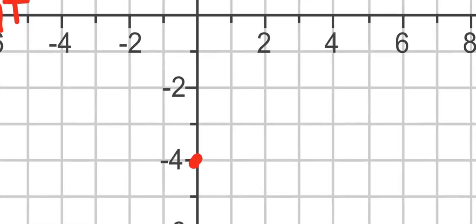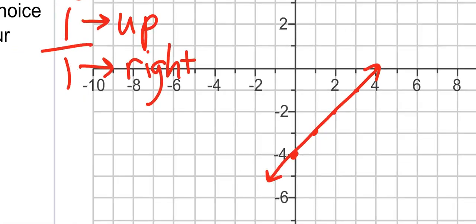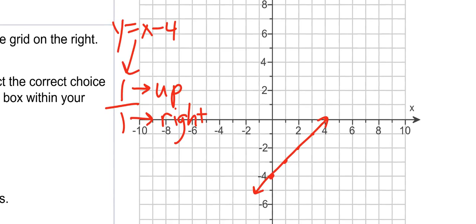If you're doing this digitally, you'll... Now, how many points do I really need? What did we learn in geometry class? How many points do I need to graph a line? 2. Obviously I did overkill, right? I did more than I needed to. There's my line. Okay. Any questions on how we did that?